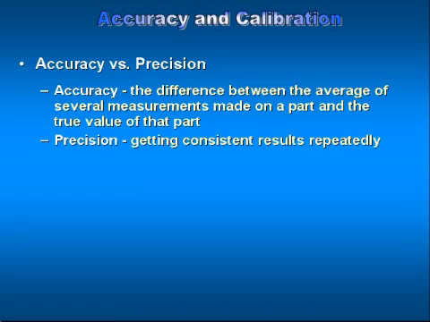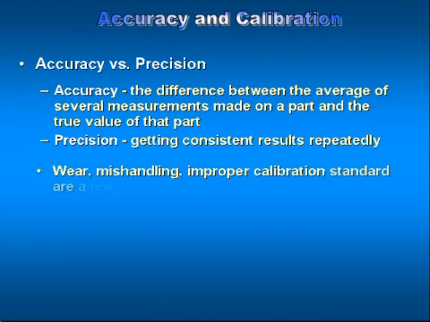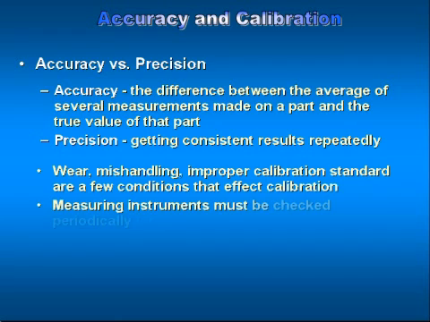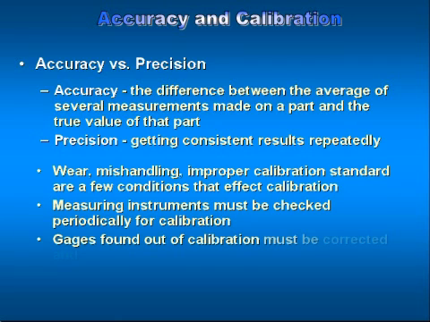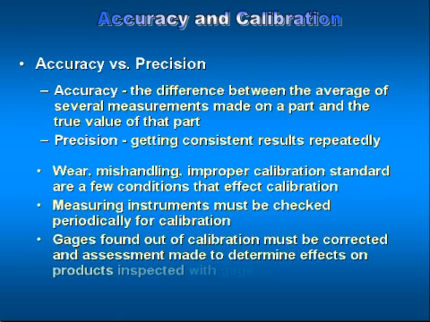The next topic is calibration. Wear and mishandling of calibration standards are a few conditions that will affect the calibration of an instrument. Measuring instruments must be checked periodically for calibration and must be in calibration when in use. Gauges that are found out of calibration must be corrected and assessment made to determine the effect on the products that were inspected with that gauge.